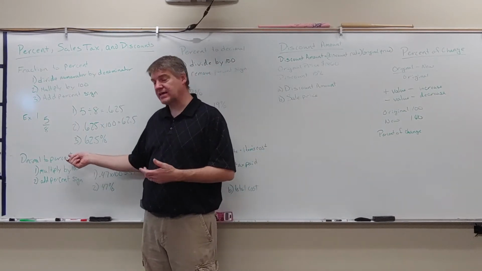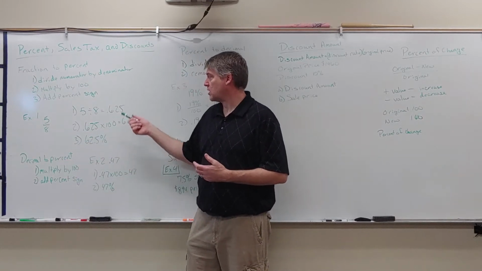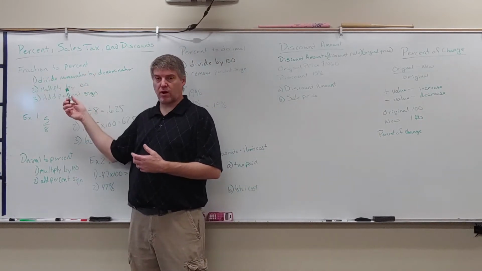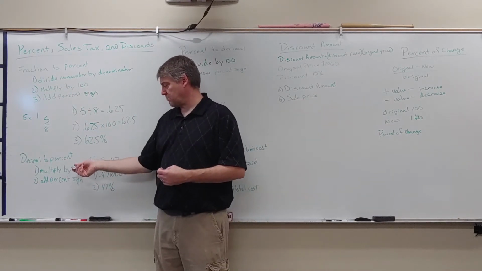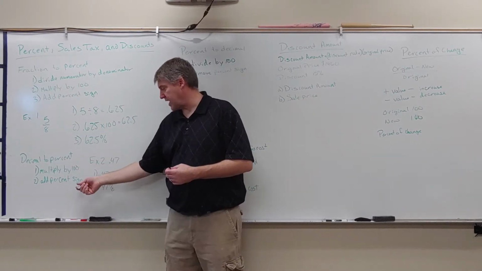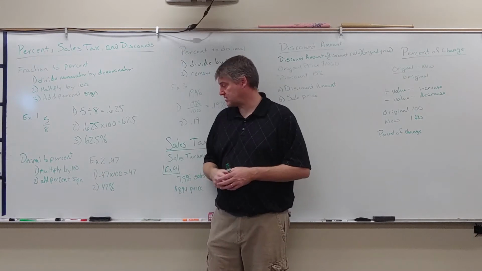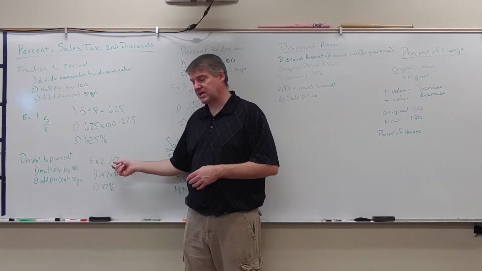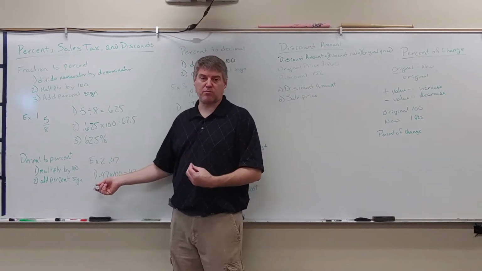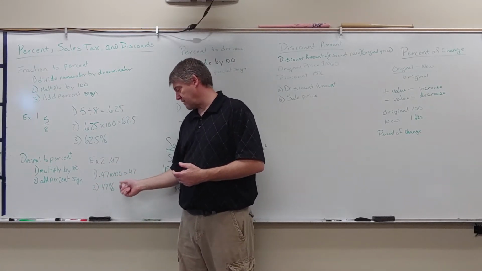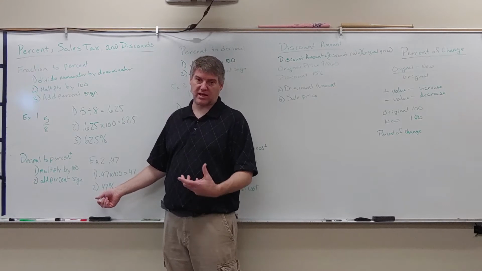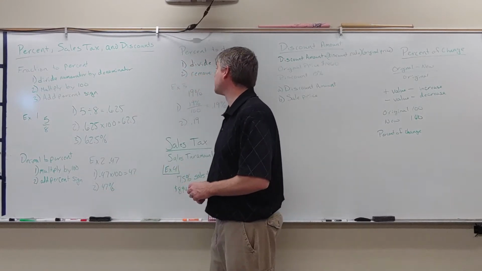Now, if I'm in a decimal, I'm already in this decimal. So I don't have to do step 1. I'm going to go straight to step 2, step 3. So I'm going to multiply by 100 and then add the percent sign. So if I have 0.47, I'm going to take 0.47 times 100 and get 47 and then add the percent sign. So I'm going to get 47%.